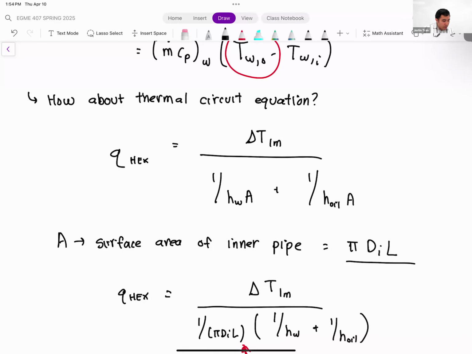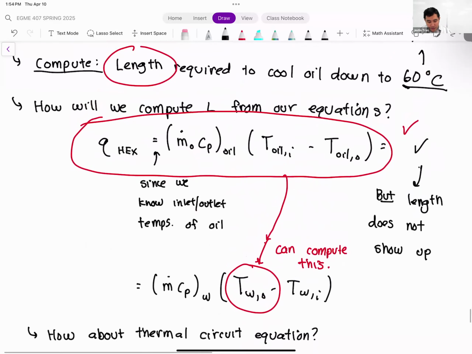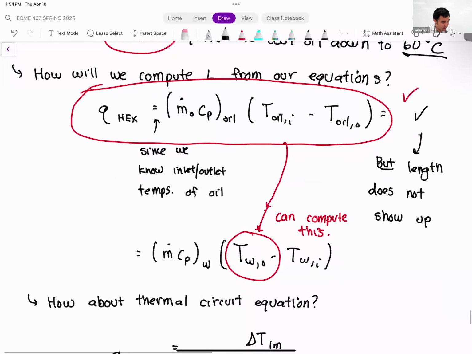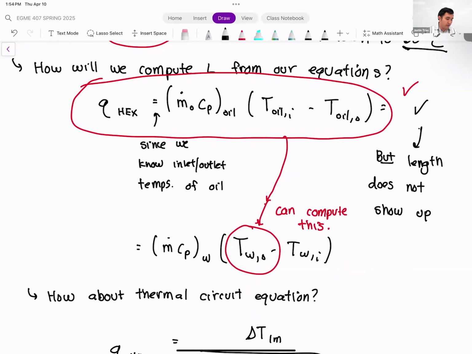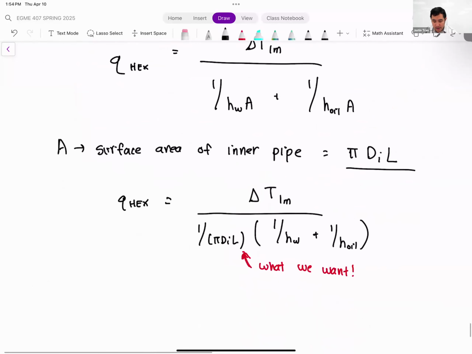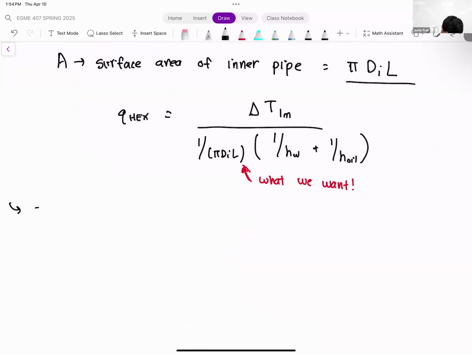Okay, so we have a lot of things to compute in this problem. So let's start with the obvious. So let's start with this equation up here, since we have everything that we need. But actually, we don't have everything we need. We need the fluid property. So let's start with that. Okay, so we have two fluids here that we need to compute properties for. So let's start with the oil.